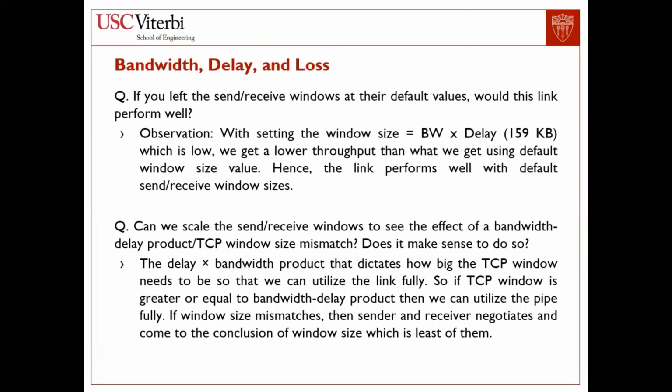Here, we observe that the bandwidth delay product dictates how big our TCP window size should be, so we can utilize the link fully. So if the TCP window size is greater than or equal to the bandwidth delay product, we can utilize the whole pipe fully and we can get more throughput. If the sender and receiver window sizes are different, then they'll negotiate upon the window size and choose the least of them.